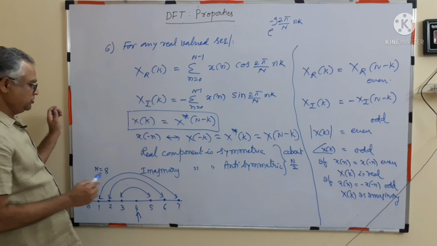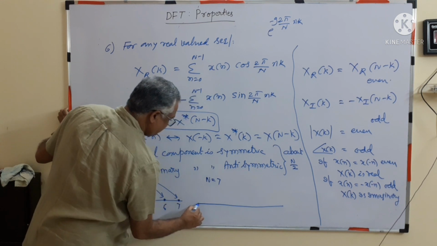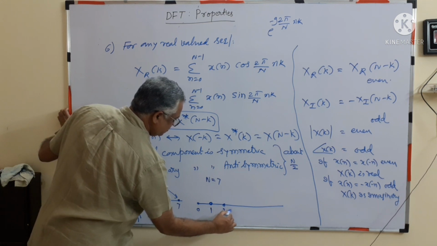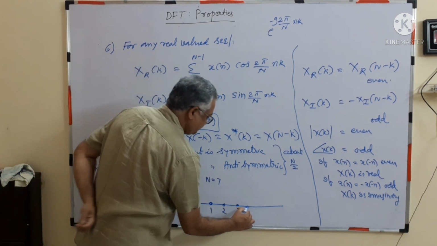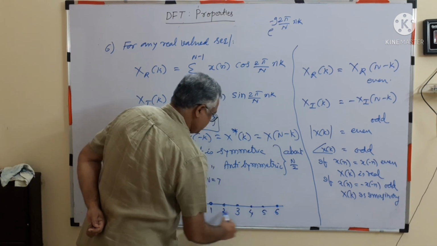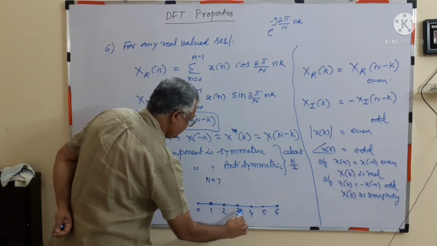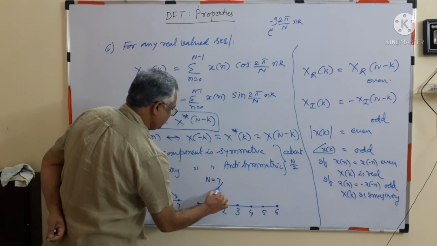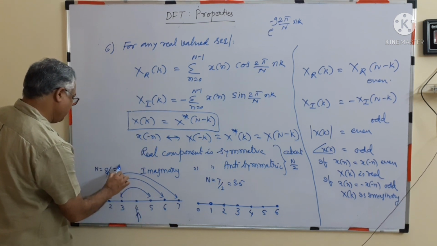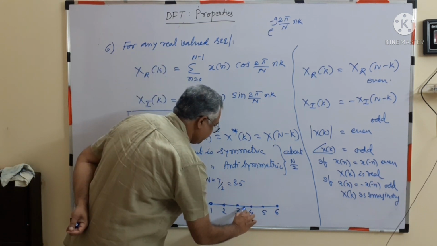But if N equal to 7, again 0, 1, 2, 3, 4, 5, 6. 0 to 6 means 7 values. Now here the center will be between, what is N? 7 by 2. 7 by 2 is 3.5. Here, 8 by 2 is 4, so the center point is at 4. Here the center point is at 3.5.